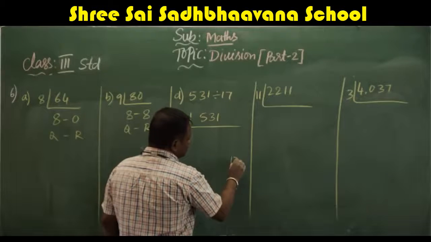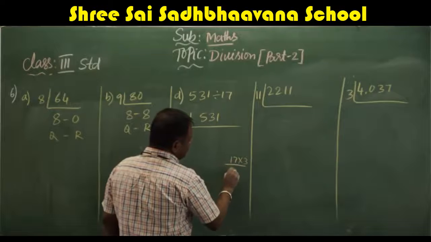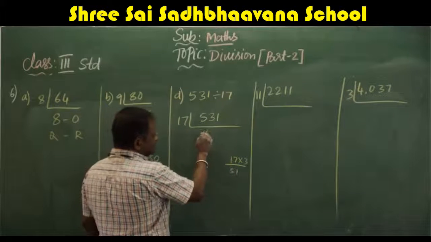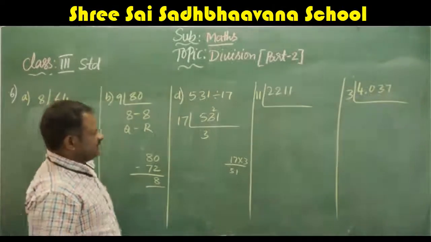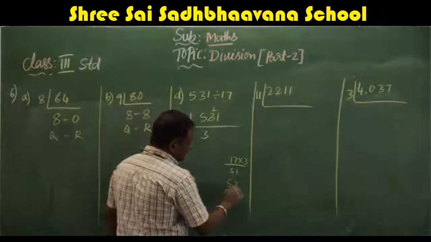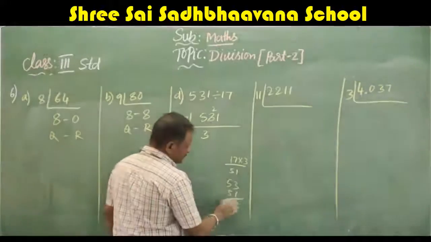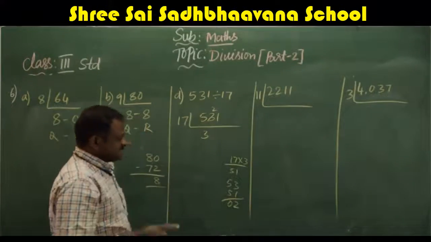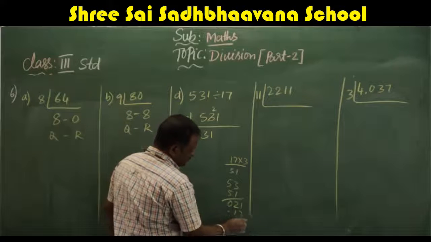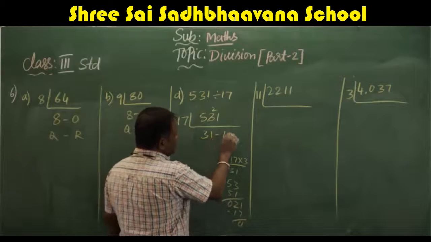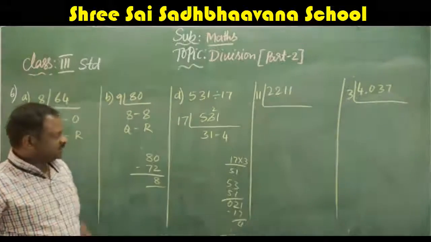17 3s are 51. So 3s are 51, you get 21 here. 53 minus 51, you get 2. So 21 here. 17 1s are 17, you get 4. So 4 is a remainder.